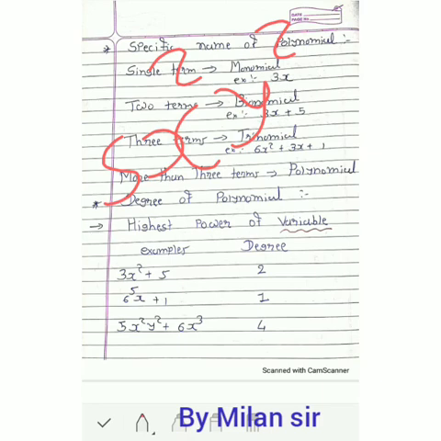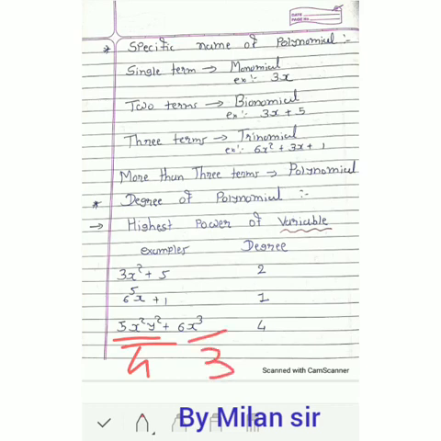So the total exponent of x and y, 2 plus 2 is equal to 4. That's why I'm writing here degree 4. Highest power of variable, but it is for the one term only. So here 5x square y square, the total exponent of variable is 4, and in the second term 3. So the highest number is 4. That's why I am writing here degree 4.